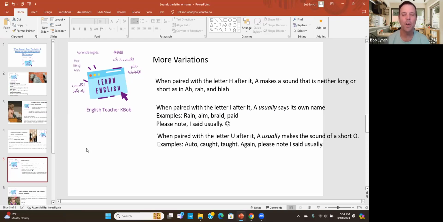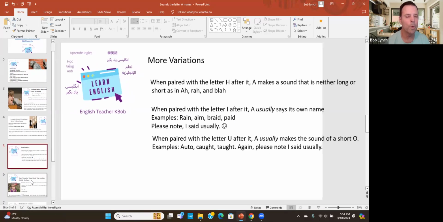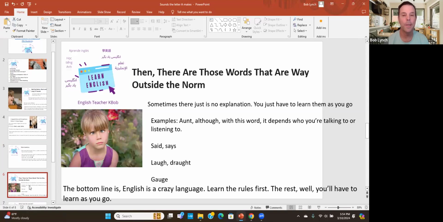When paired with the letter U after it, A usually, again, makes the sound of a short O. Examples: auto, caught, taught. And again, please note, I said usually. And paired with the letter H after it, actually, I just did that one. What am I thinking? Let's go to the next one.